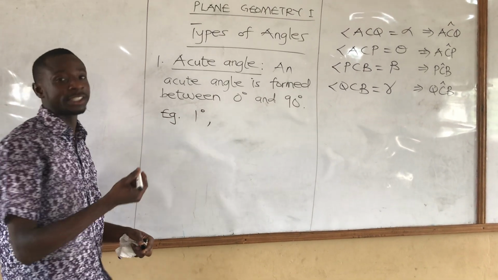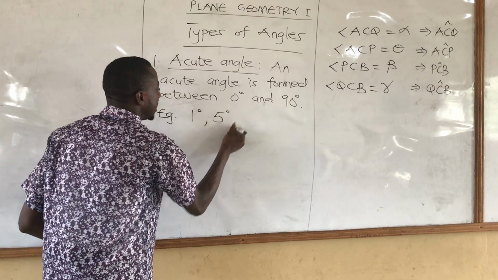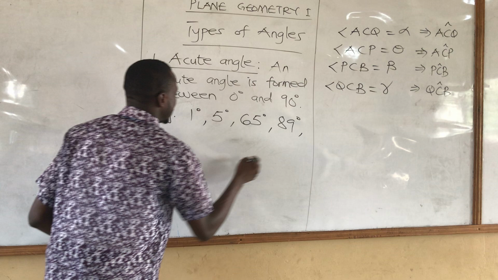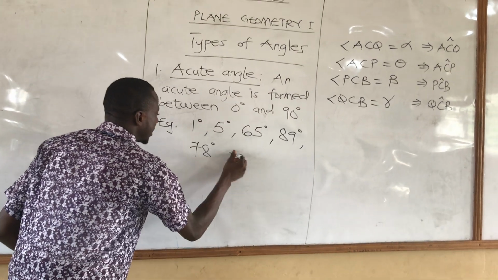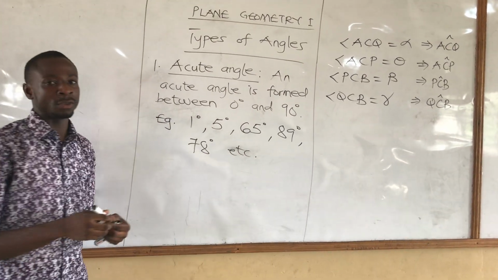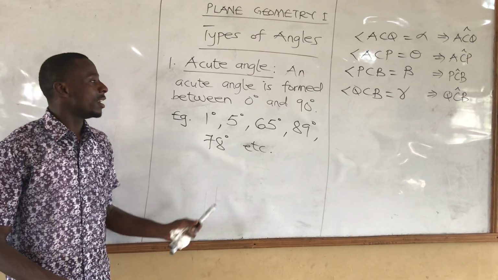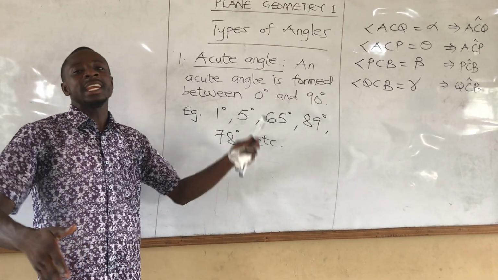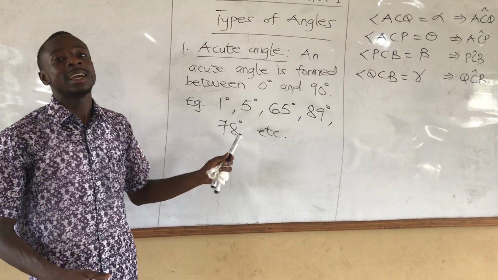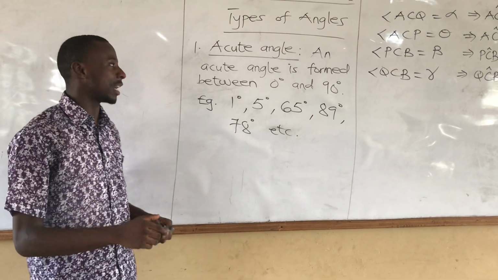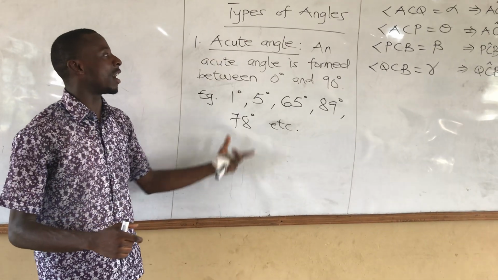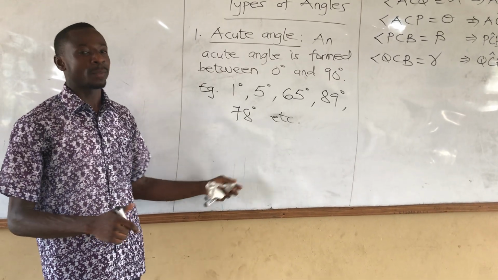So we can start with 1 degree, 5 degrees, 65 degrees, 89 degrees, 78 degrees, and so on and so forth. So basically, acute angle starts from 1 to 89. Any angle from 1 to 89 can be named as an acute angle. From the word cute, small. So with the types of angles, this is the smallest angle we have.